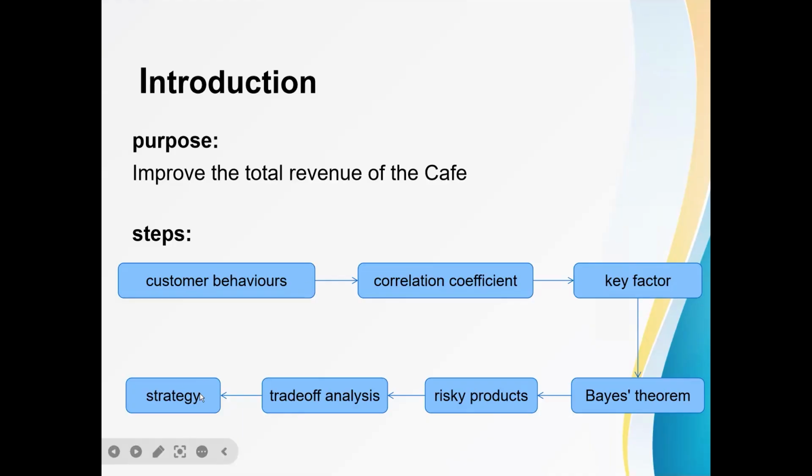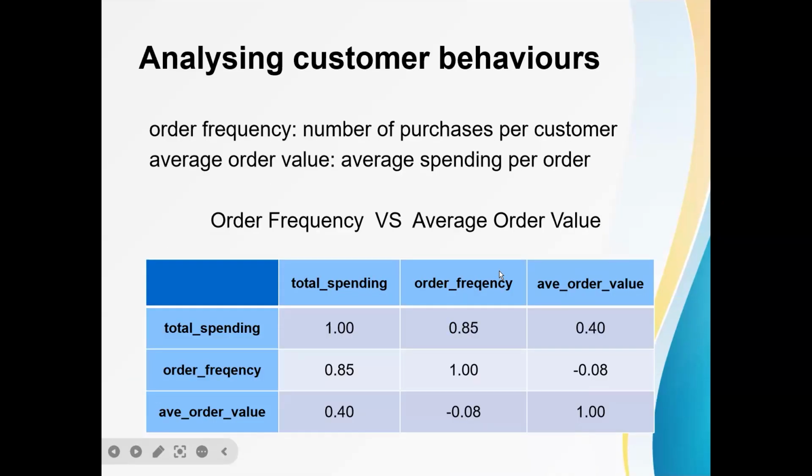In this step, I calculated the correlation coefficients between order frequency and total spending, as well as between average order value and total spending. By comparing these correlation coefficients, I found that order frequency has a stronger correlation with total spending. So this suggests that customers who purchase more frequently tend to spend more overall, highlighting the importance of increasing purchase frequency as a strategy to boost sales.